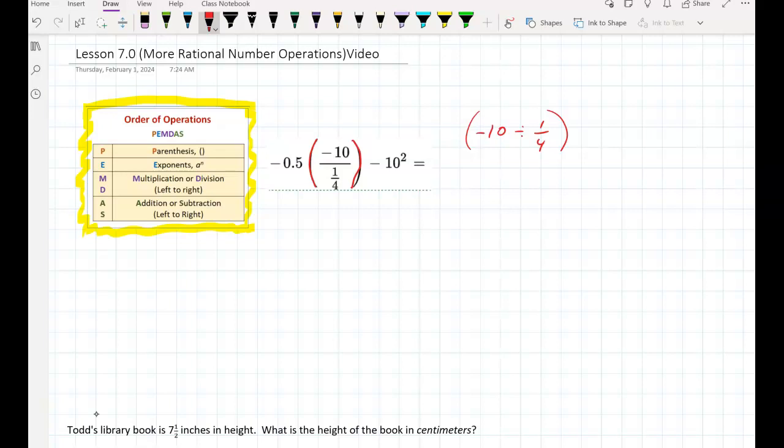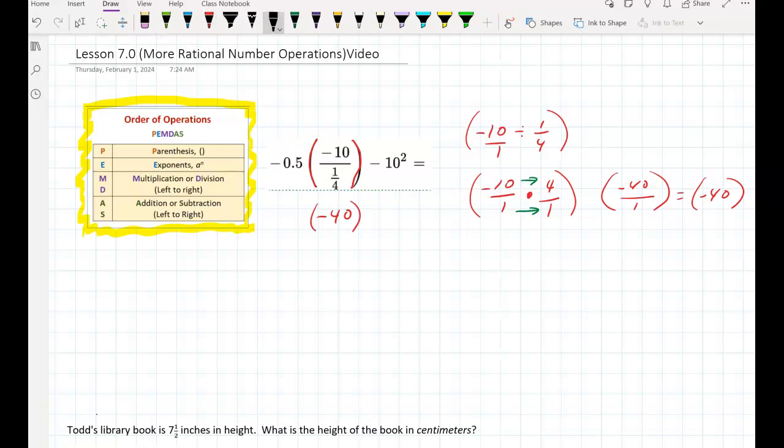So let's turn the negative 10 into a fraction by putting a 1 under it. And then remember, the other thing is division is multiplying by the reciprocal. So this will be negative 10 over 1 times, what's the reciprocal of 1 over 4? 4 over 1. Okay, and now we just multiply straight across. So what we have is negative 10 times 4 is negative 40, and 1 times 1 is 1. And what's negative 40 over 1? Well, that's just negative 40. So that's what we've got. Inside the parentheses, we have negative 40.